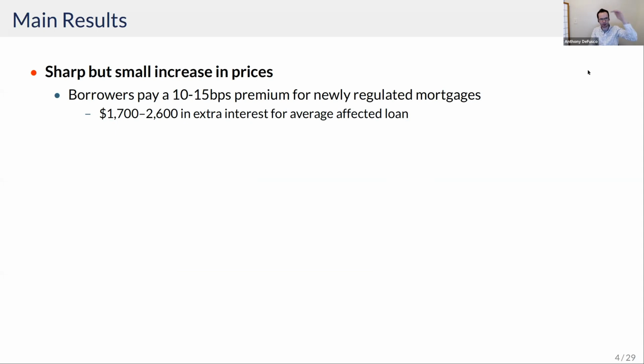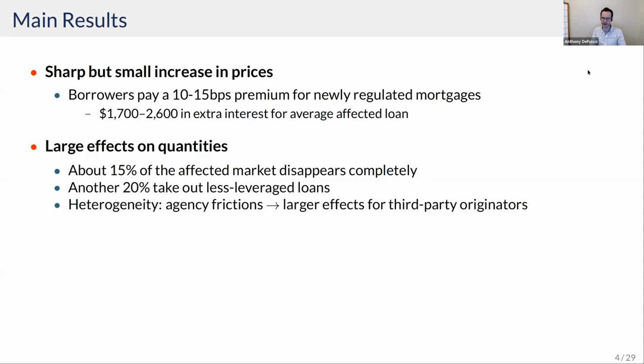So we're going to find that on the price margin, this policy had a relatively small effect, although a very visible and sharp effect on prices, leading borrowers who take out these newly regulated mortgages to pay about a 10 to 15 basis point premium relative to what they otherwise would have, or about, over the life of the typical loan, $1,700 to $2,600 extra in interest payments. Okay, so that's going to show up, but we're going to view that as relatively small, particularly in comparison to the size of the quantity effects that we're going to find.